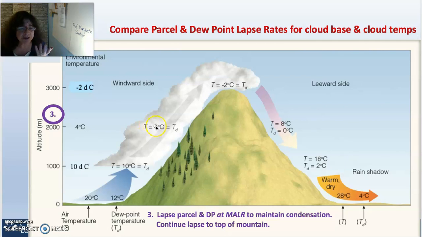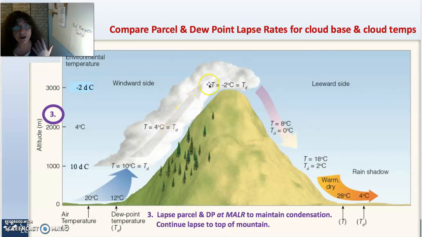So in terms of that, at 2,000 meters, we have 4 degrees Celsius for the temperature of our cloud. 4 degrees Celsius is above freezing, so this cloud, if it went into precipitation, would still produce rain in this area. This is why we have redwood forests on the windward side of the Sierra Nevadas in California. A lot of rain in this area.